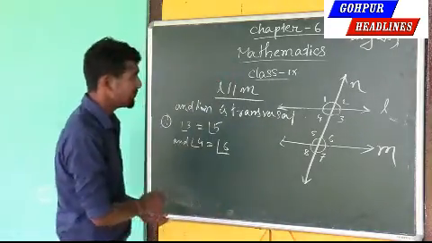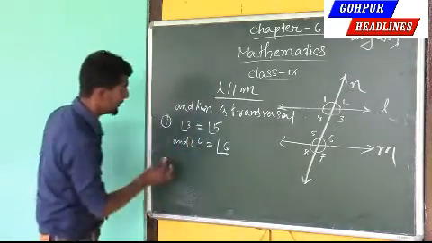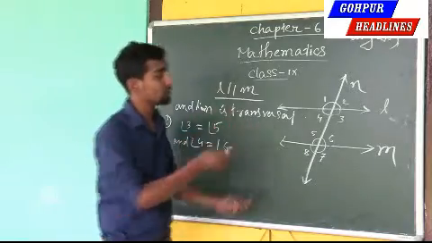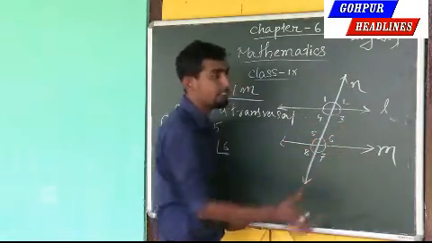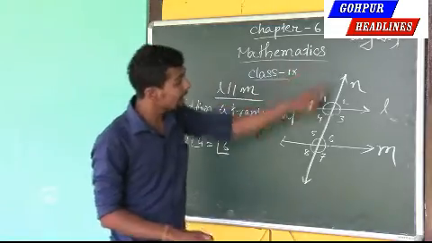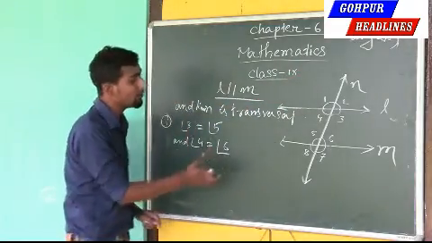Now again, corresponding angles are also equal. In the case of these two lines L and M, when they are parallel and N is the transversal, then what do we get?